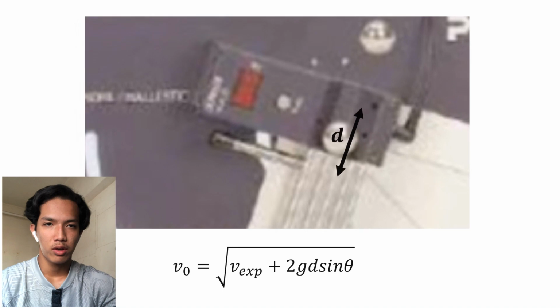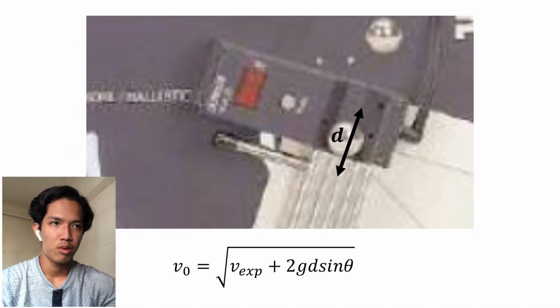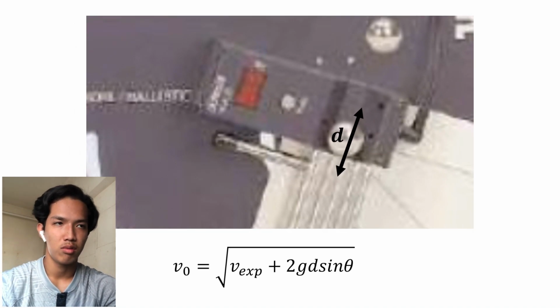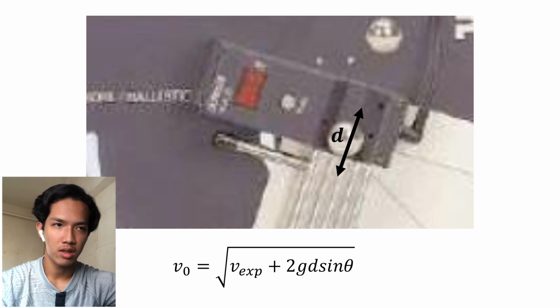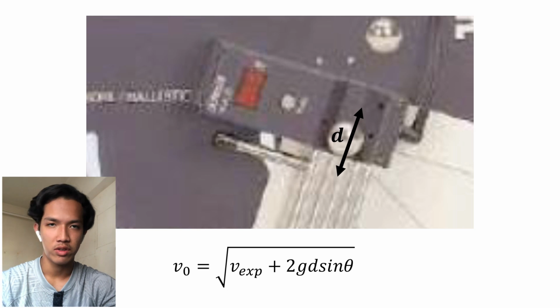So we will consider the actual velocity of this experiment. There is a distance between the middle of the light sensor and where the ball is displaced. We will use this equation to determine its actual velocity for every session in this experiment.